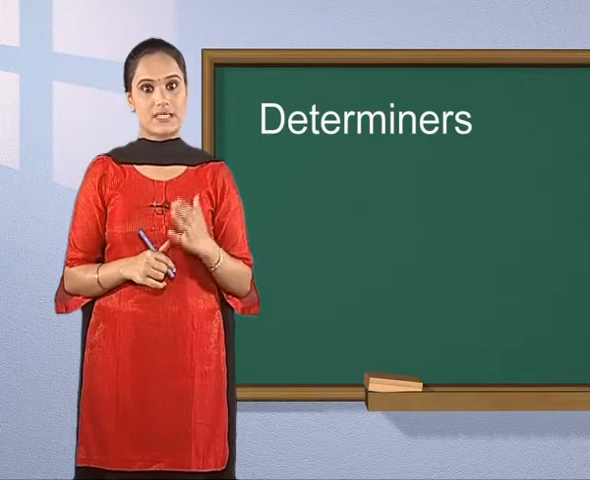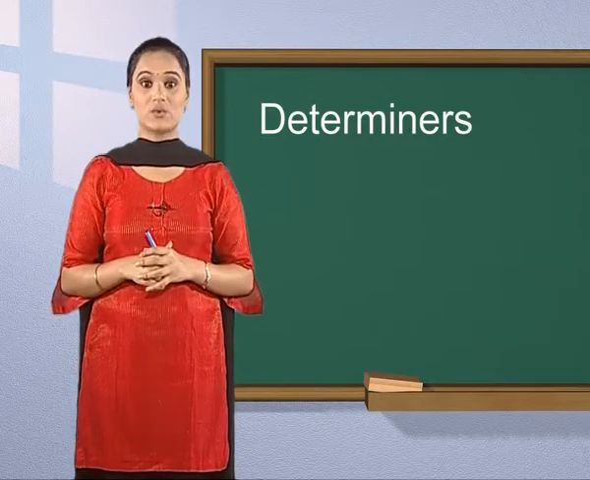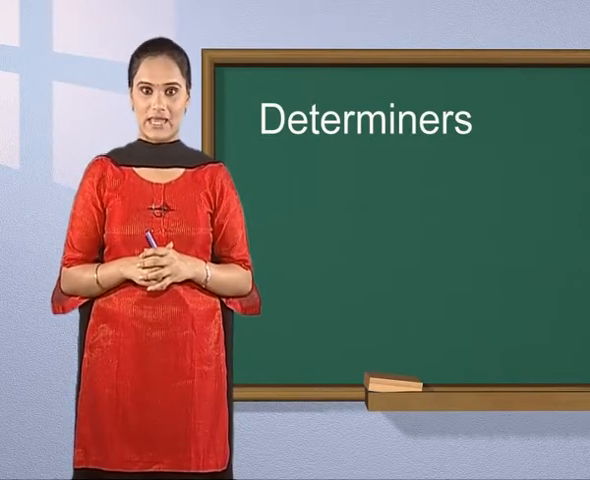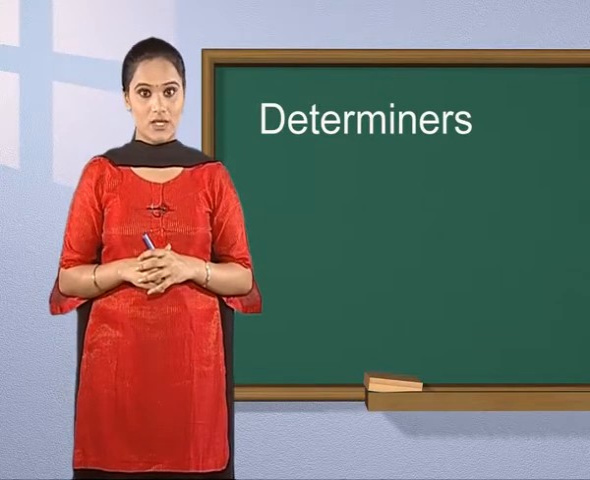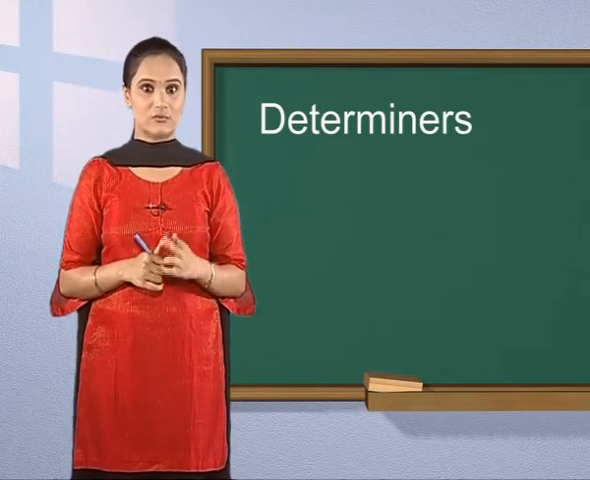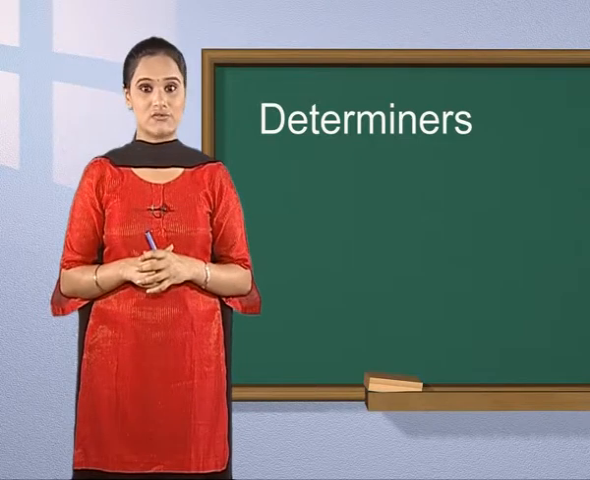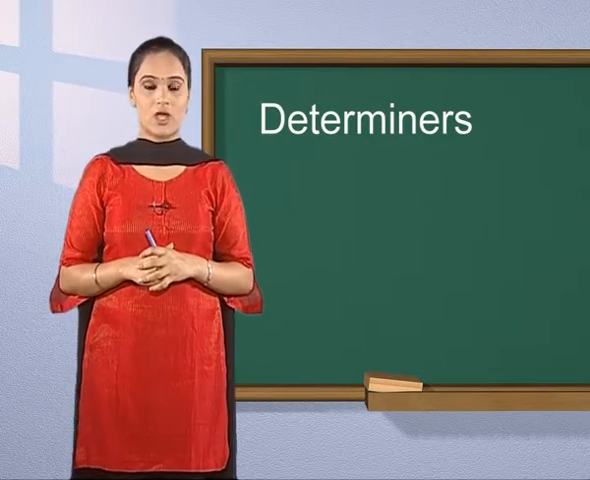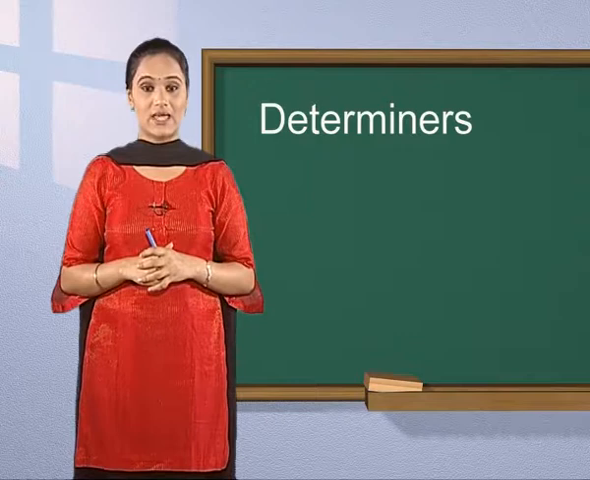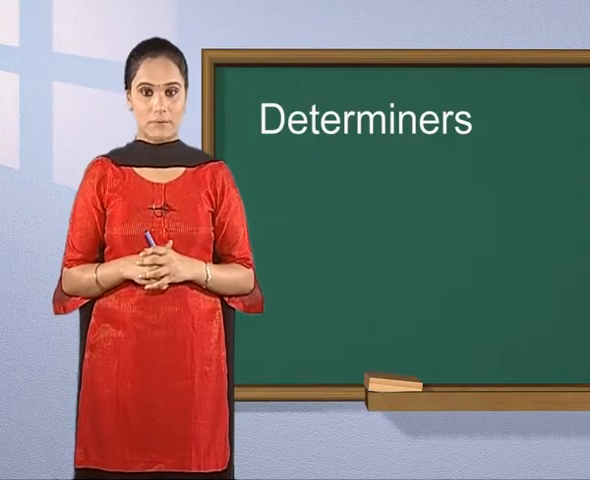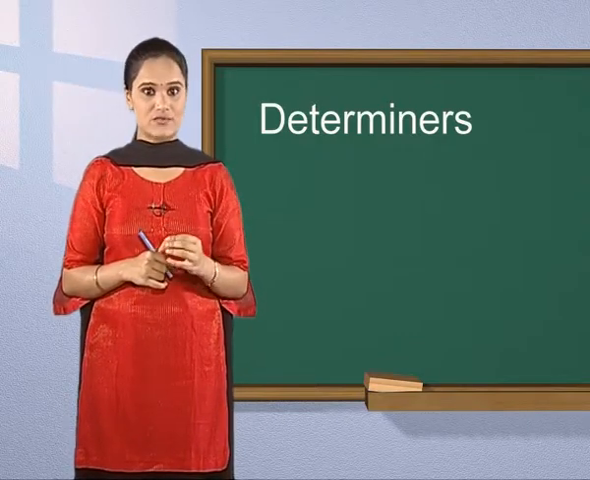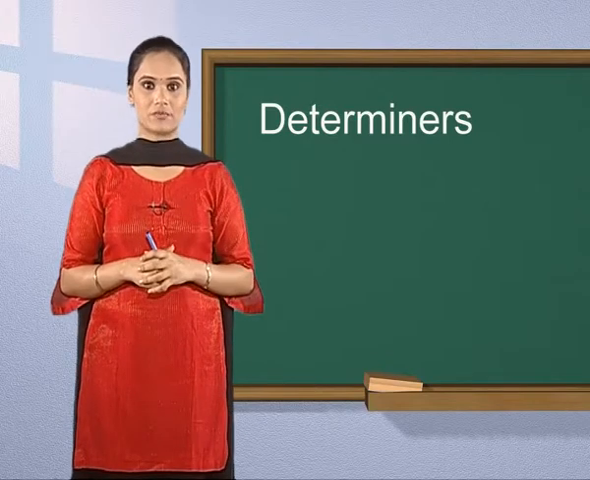When we refer to something for the first time, we use the indefinite article a or an. But when there is a second time reference, we use the definite article the. When we talk generally, it is a or an. But when we are being specific, we use the.